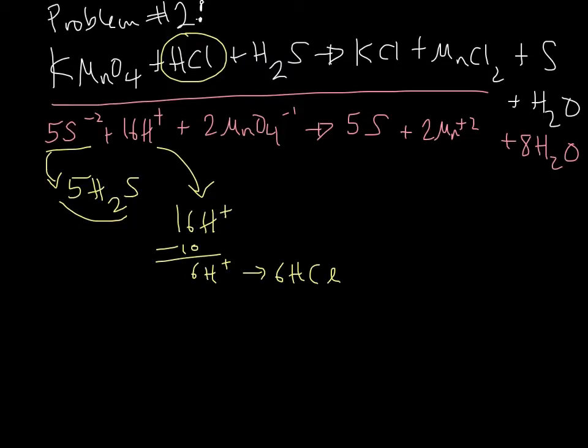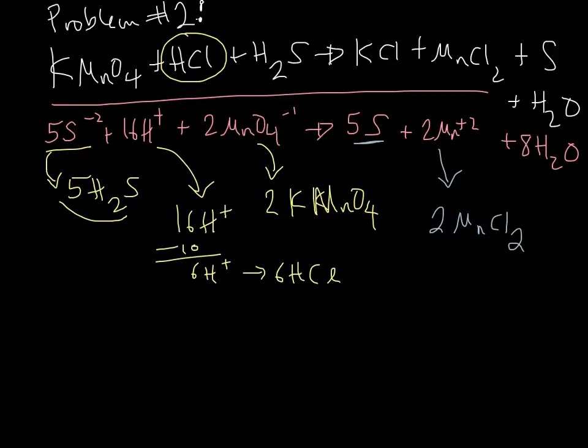Now let's look at my permanganate. So I had 2 permanganate anions, so those would obviously have come from 2 formula units of potassium permanganate, 2 KMnO4. Now let's look at the product side. I have 5 S, that matches the 5 S on the reactant side. Then I have 2 Mn+2s. So my Mn's are balanced, and where would those Mn+2s have come from? They would have come from 2 MnCl2s on that product side. And then I have 8 H2Os.